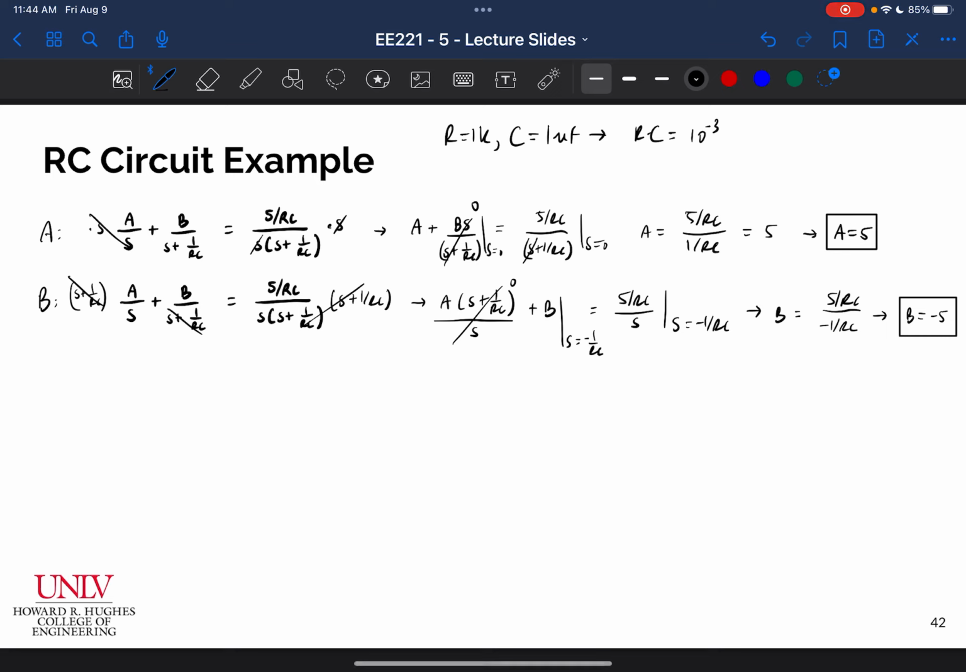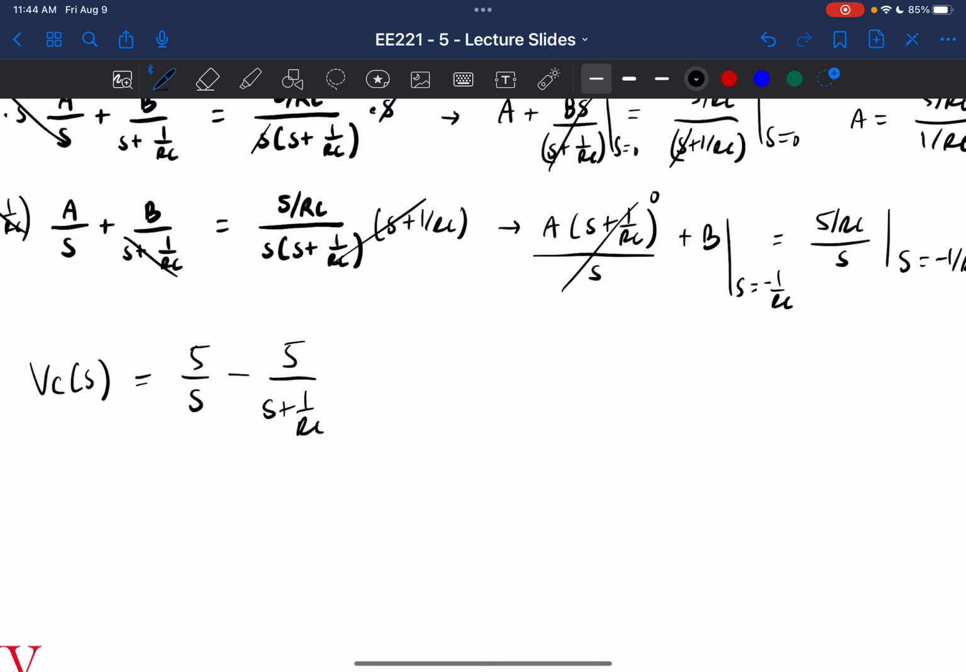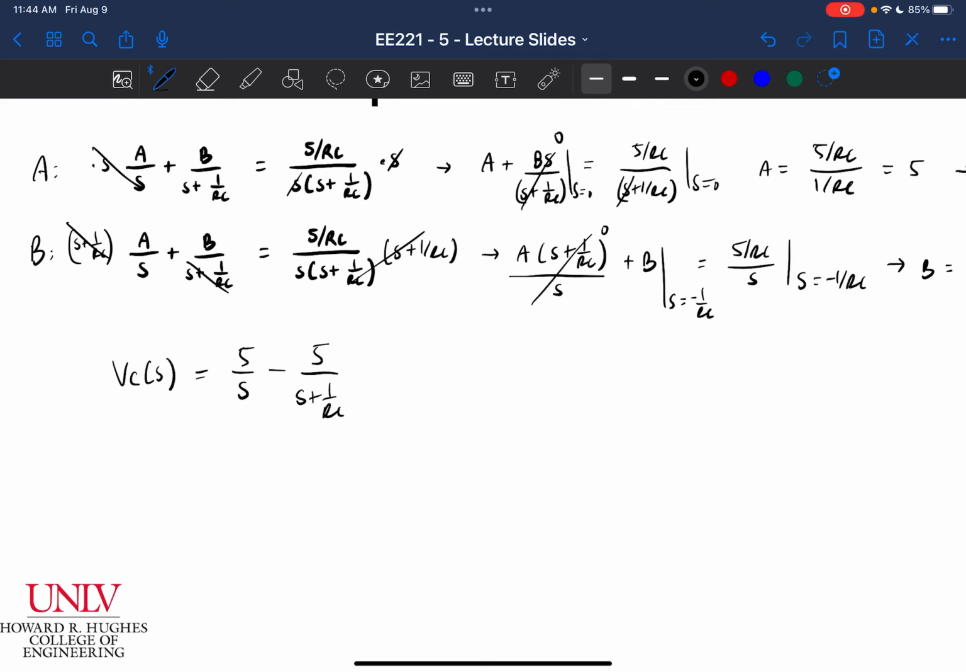So now we can just rewrite our term for VC of S, right? It was originally this function, but now we've done the partial fraction expansion. We can write it as 5 over S minus 5 over S plus 1 over RC. And now we can very easily determine the time domain expression using the Laplace transform. So right off the bat, maybe you don't see it, but this is going to be 5 times u of t.